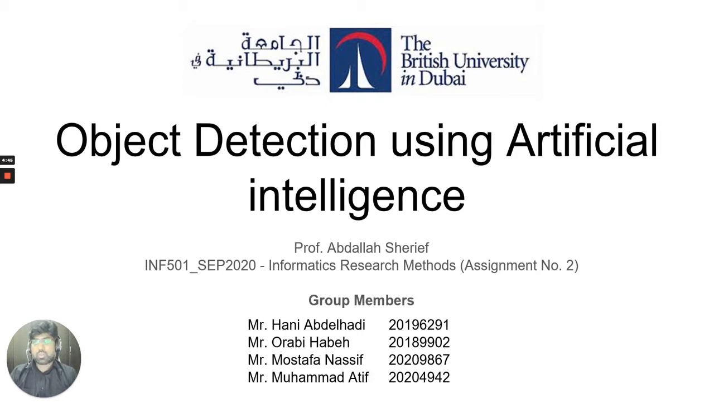Our group members are myself, Muhammad Atif, Mr. Hani, Mr. Orabi, and Mr. Mustafa. We chose the topic of object detection using artificial intelligence.